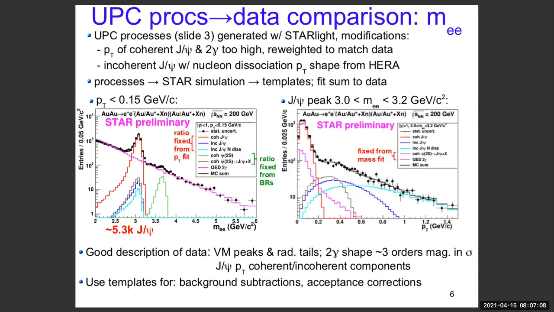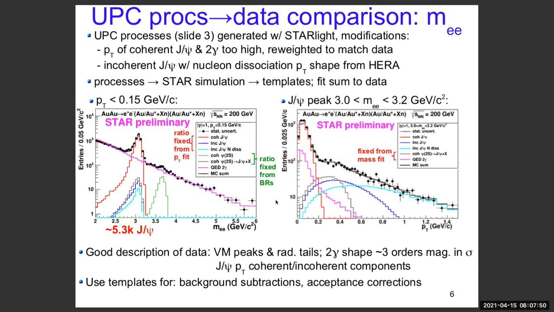So shown here on the left is the mass distribution at low PT, and shown on the right is the PT distribution in the J psi region. So you see, you get a very good description of the data. We see the vector meson peaks, a big one at the J psi. There's also a small but significant psi 2s peak. The two photon distribution is described over the whole range of mass here, over three orders of magnitude in cross section. And on the right, we see clearly the two components from the J psi, the coherent at low PT and the long high PT tail from incoherent.